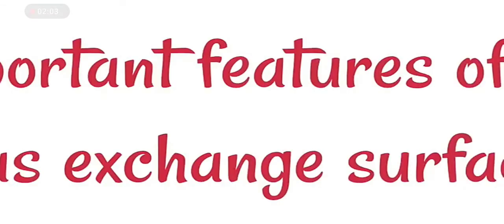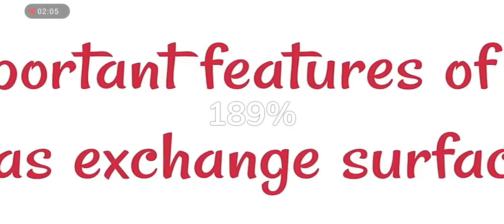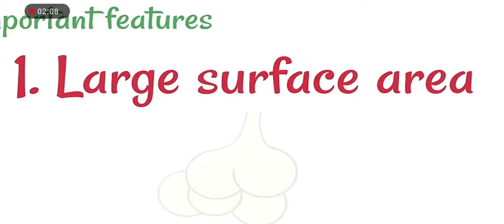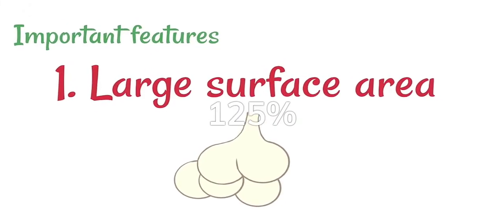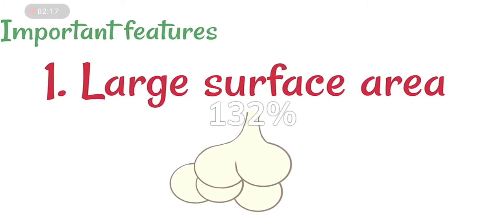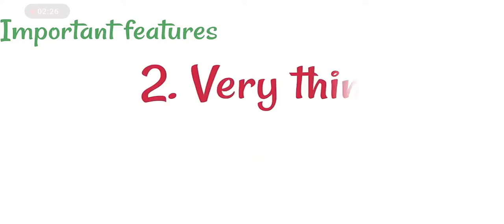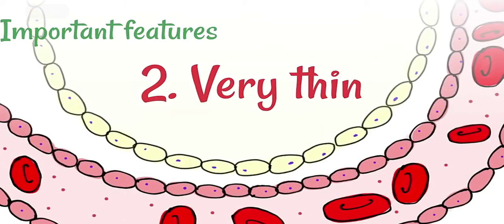There are some important features of the gas exchange surface that you need to know. First of all, it's got a large surface area which is provided by this particular shape of the alveoli, and also by the fact that there are lots and lots and lots of them inside of the lungs. It's very thin, which provides a short diffusion pathway. Notice that the lining is only one cell thick.